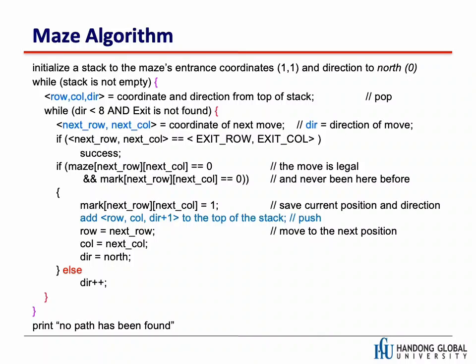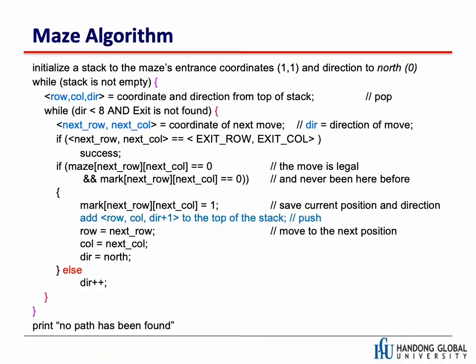Okay, so we got these next positions, and then in the next line, in the if statement, we check if the next position is the exit position. If that's the case, then it is a success, and basically we can quit. Okay, we found the exit.